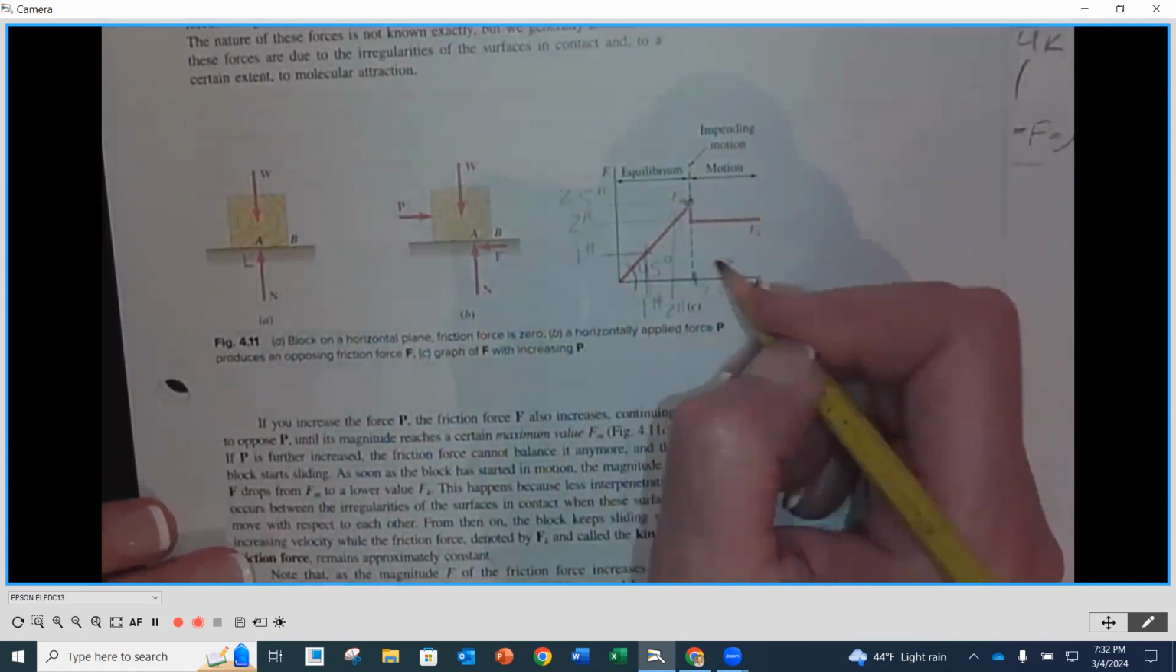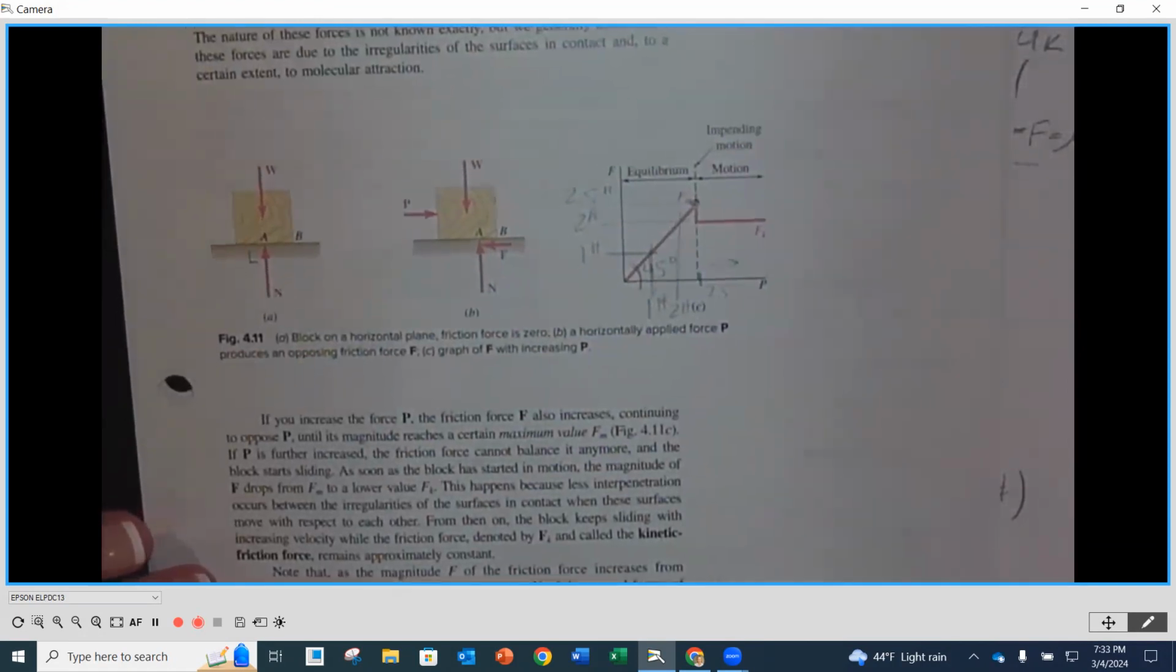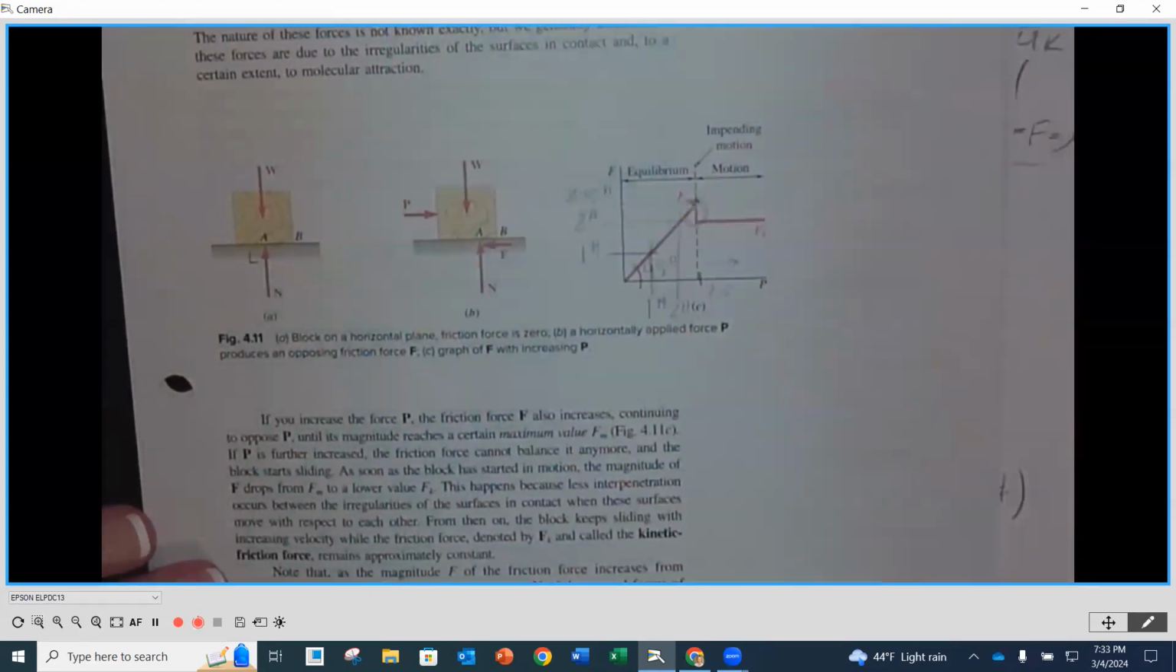And now on this side, when we know we're on the other side of that impending motion, now the kinetic friction is the only one that's going to act. 300 pounds has less friction than the 200. Yeah. And it is because it's actually moving. It's because of this dip. It's because of that dip that's occurring.